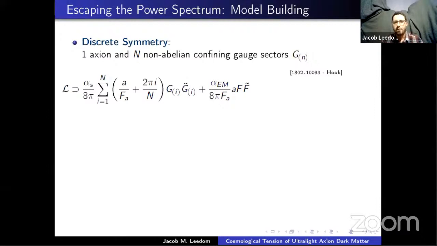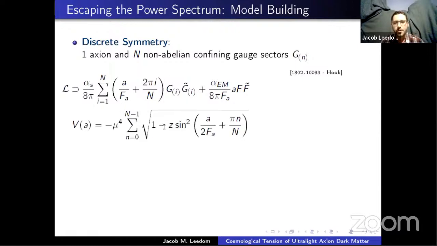So you can get a little bit more involved as well and consider a discrete symmetry. This is essentially a strategy that was looked at by Ants and Hook in this paper here in a slightly different context. But what you do is you introduce one axion and then n non-abelian confining gauge sectors with field strength G sub n. And so the discrete symmetry relates these various sectors, and then there's a shift for the axion as well.